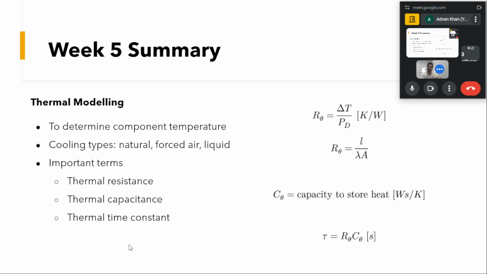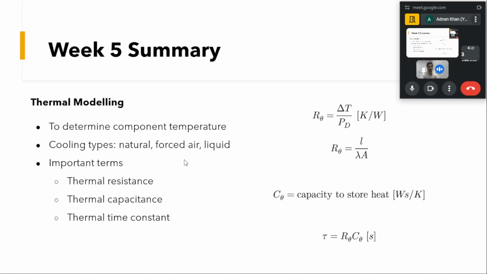The other term that is being used is the thermal capacitance. It is the capacity of the heat sink or the device to store the heat, and it is given as C theta. It is nothing but the capacity to store the heat, and it is given in watt second per Kelvin. And R theta is in Kelvin per watt, or it can also be given in Celsius per watt.